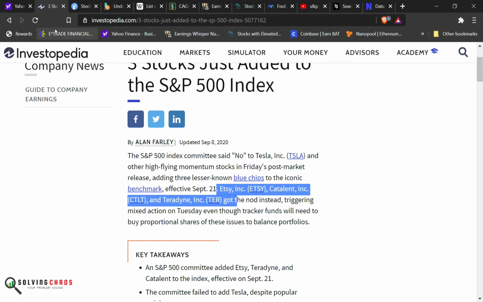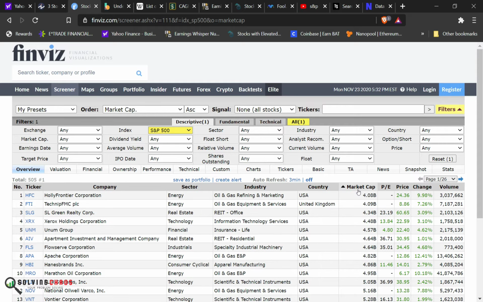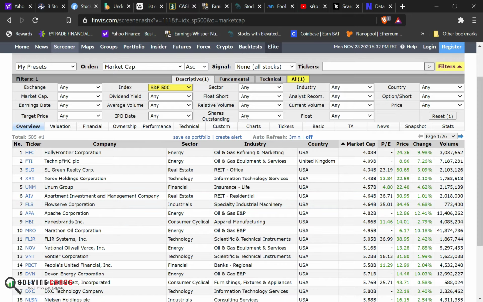But I actually think they should announce other changes to this. So let me start with some things that they can remove. We can go here to this website. I put on a filter, S&P 500. You can sort by market cap. So the first thing you want to remove, it all depends on how you want to do it. If you do it based on market cap, we can remove the smallest ones. But I think there's actually a better way to do this.